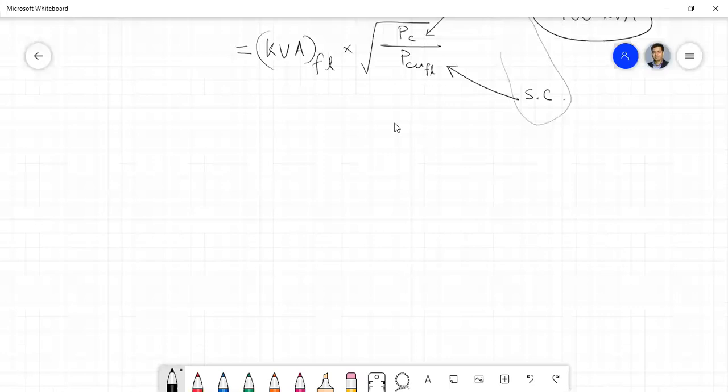Okay. Now, one thing you just tell me, is transformer a machine according to the definition of electrical machine? Is transformer an electrical machine? No. Why?